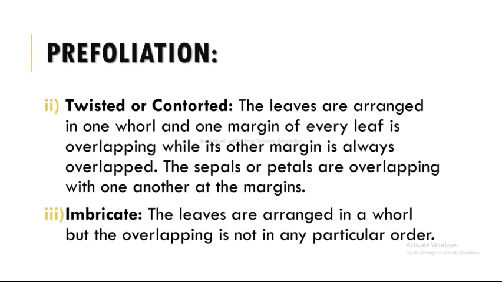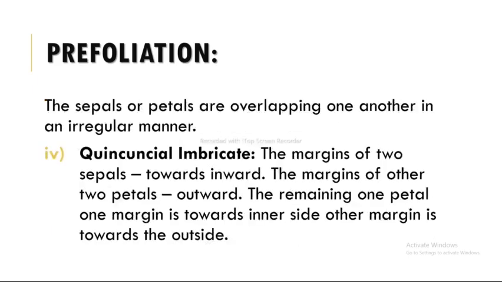The third type is the imbricate. In imbricate, the leaves are arranged in a whorl, but the overlapping is not in any particular order. The sepals or petals are overlapping one another in an irregular manner.